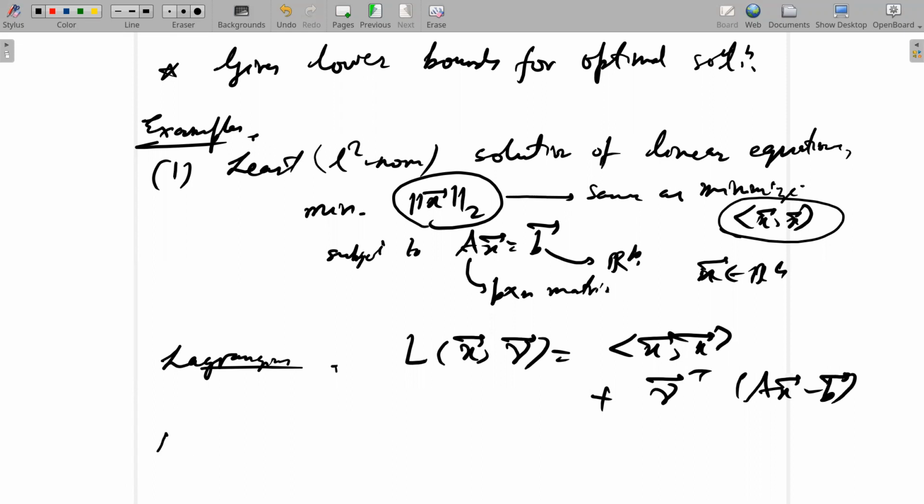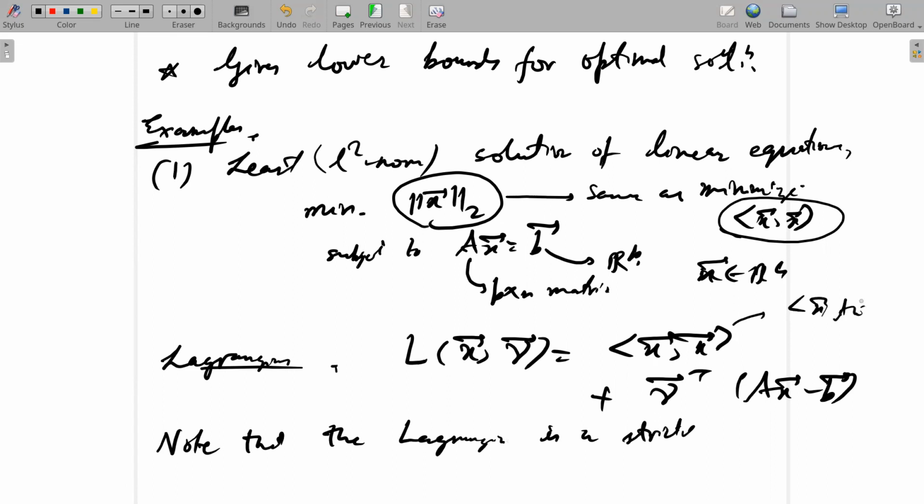Now note that the Lagrangian is a strictly convex function in terms of x, because this is nothing but x dot Ax, where A is the identity matrix. For quadratic forms, whenever you have a positive definite matrix, this is going to be a strictly convex function. And here the minimum over x is going to be attained for every nu. For example, if you chose nu to be 0, then the minimum is attained at the vector x equals 0.